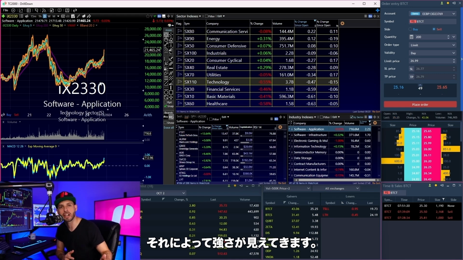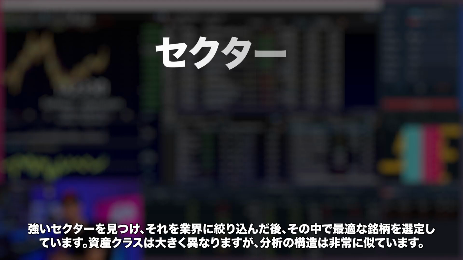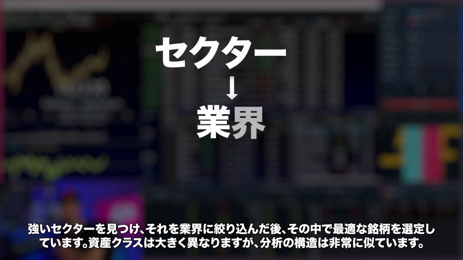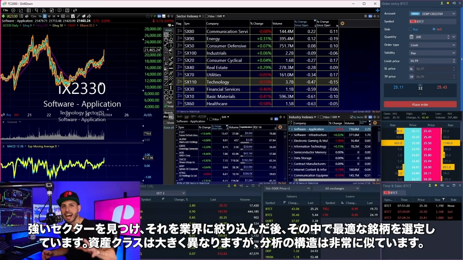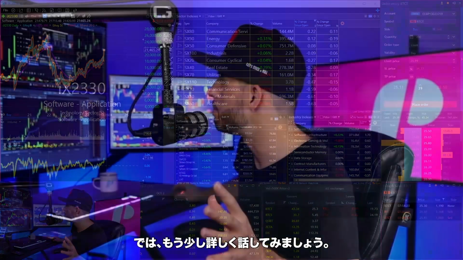That's showing you strength. And in stocks, we're essentially doing the same thing. We're finding the strong sectors, narrowing down into the industries, then selecting the best stocks within those industries. So even though the asset classes are very different, the structure of the analysis is very similar. It's all about identifying where the capital is flowing and then zeroing in on the best opportunities within that trend.